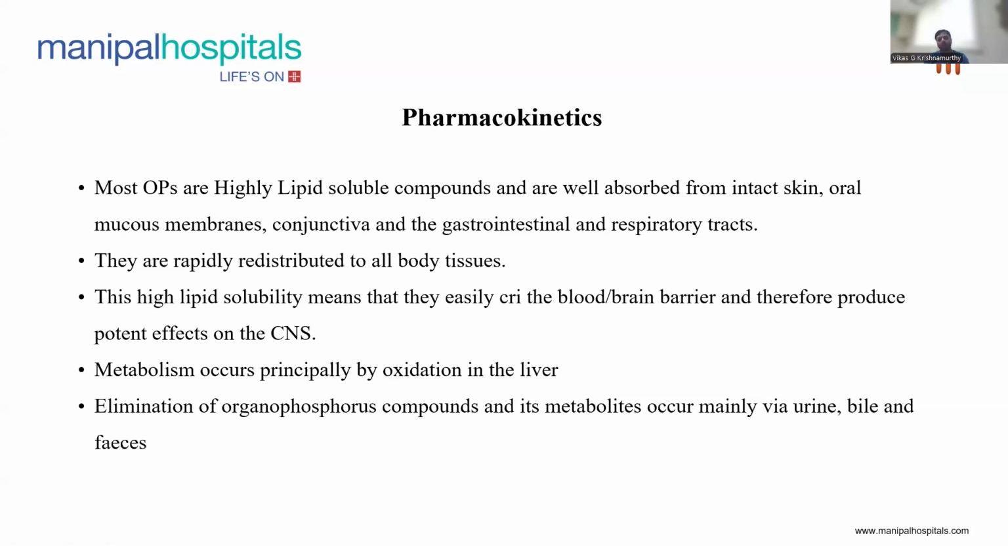Coming to pharmacokinetics, OP are highly lipid-soluble compounds and are well absorbed from intact skin, oral mucous membrane, conjunctiva, and the GI and respiratory tracts. They are rapidly redistributed to all body tissues. The high lipid solubility means that they easily cross the blood-brain barrier and therefore cause the potential effects of the CNS. Metabolism occurs principally by oxidation in the liver, and elimination is mainly via urine, bile, and feces.